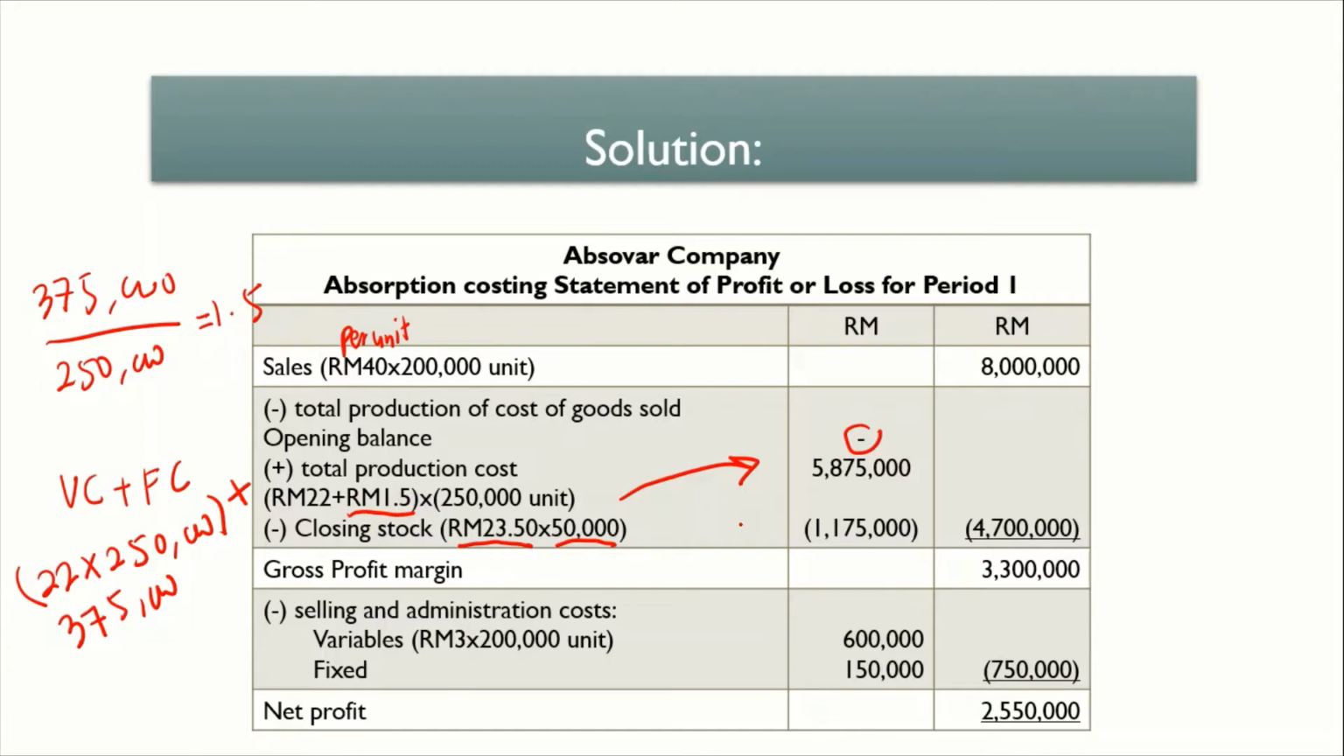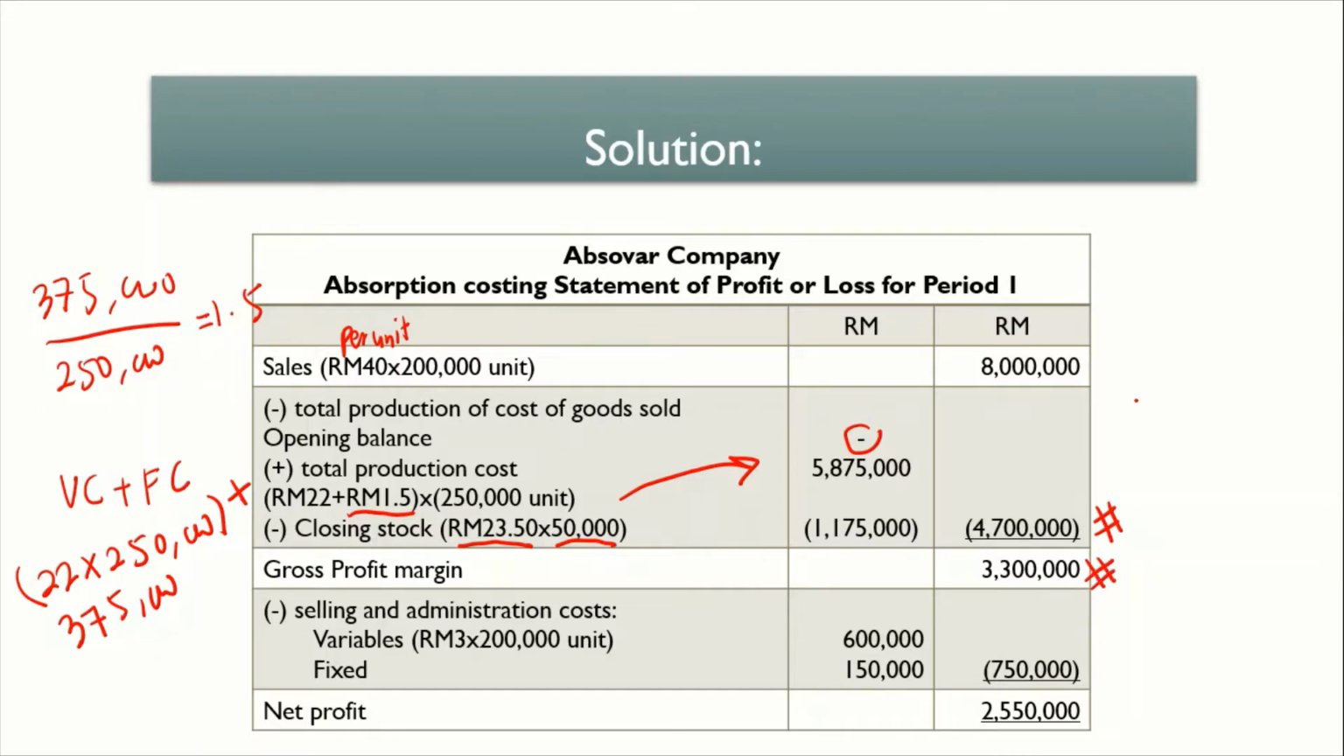So you have to deduct the closing stock. You deduct and you gain this amount. After that, how to get the gross profit margin? It is the sale minus the total production cost of goods sold, and you gain this amount displayed.